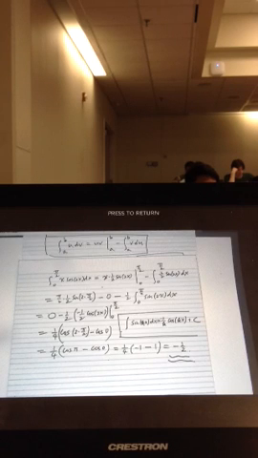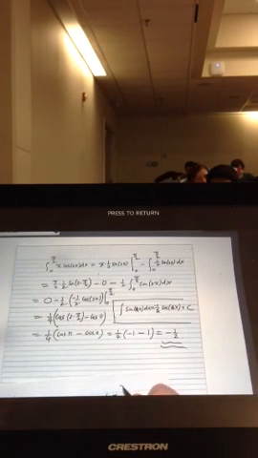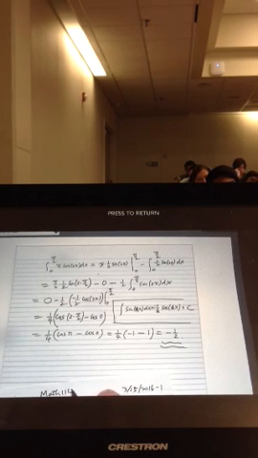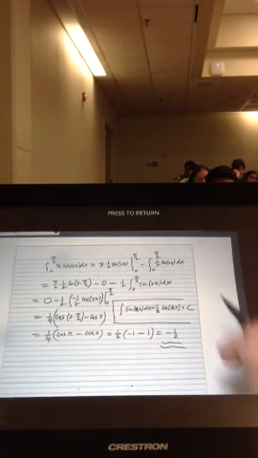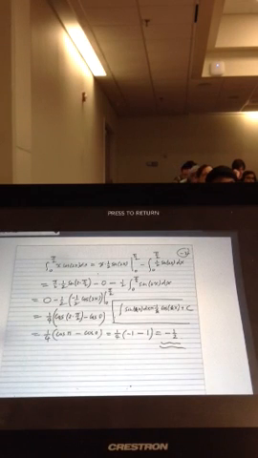Okay. Any question about this problem? 15. No. Yeah, 15. Any question about this one? Yes.